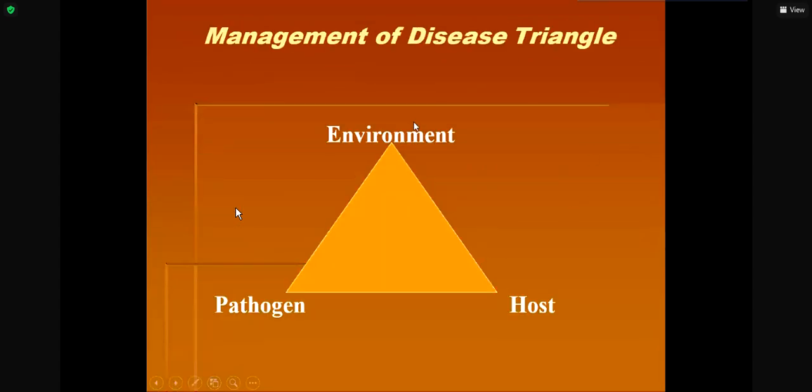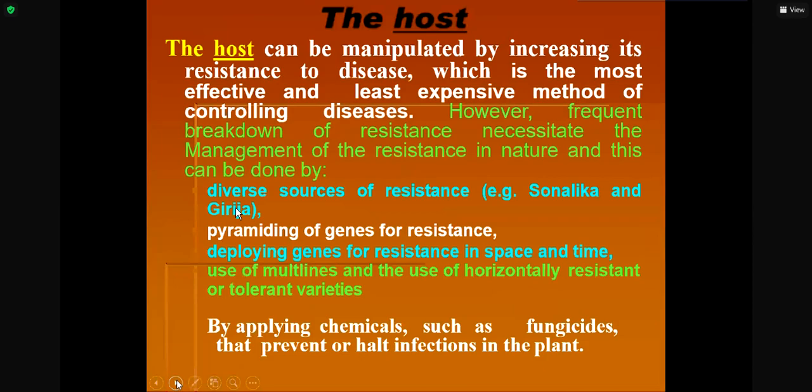So I have already discussed these 3 components of the disease triangle. You know, we have to know the host, we have to know the pathogen, we have to know the environment. So I have 10 more minutes, so I have to go fast. So you know that we want to manage the disease. So what do we have to do?